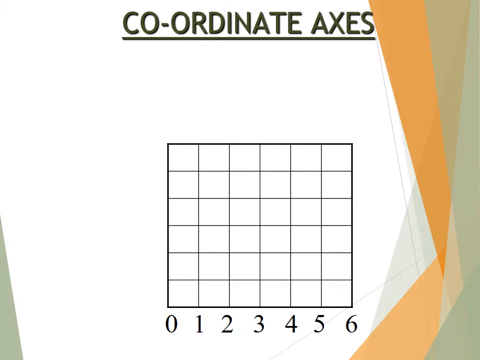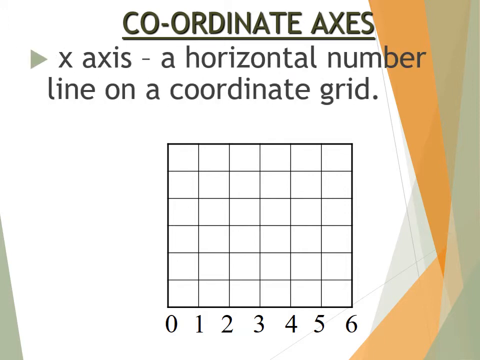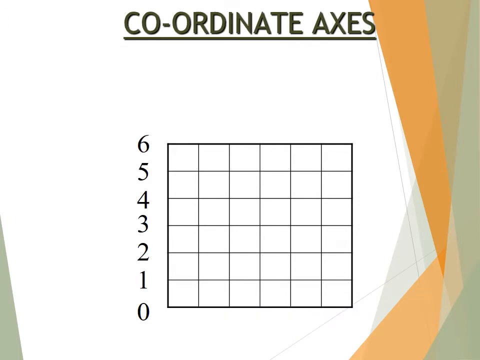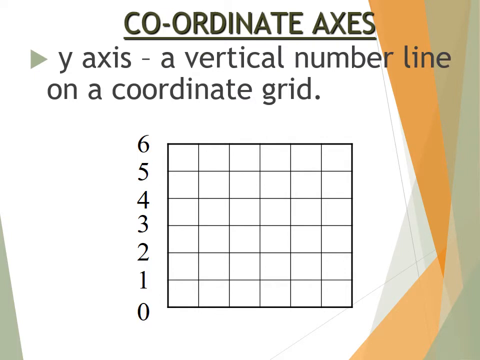The coordinate grid has a few horizontal and vertical lines. Let's see what those are named. The x-axis is a horizontal number line on a coordinate grid. So on the bottom we can see this line is known as the x-axis. Again, the horizontal lines are known as the x-axis and the vertical lines are known as the y-axis. So this one is the y-axis, as it is the vertical number line.